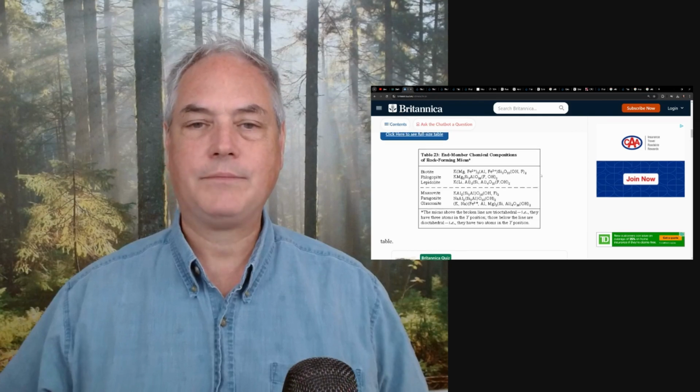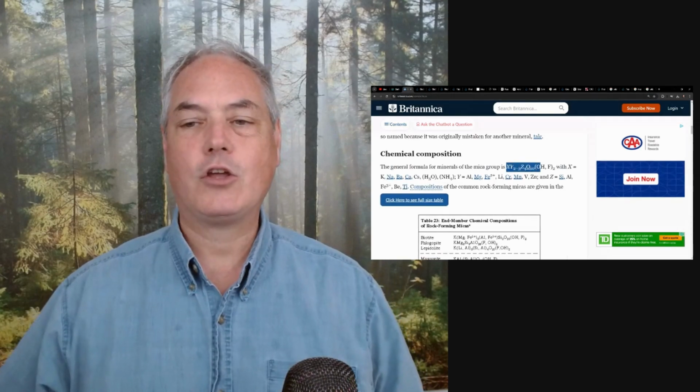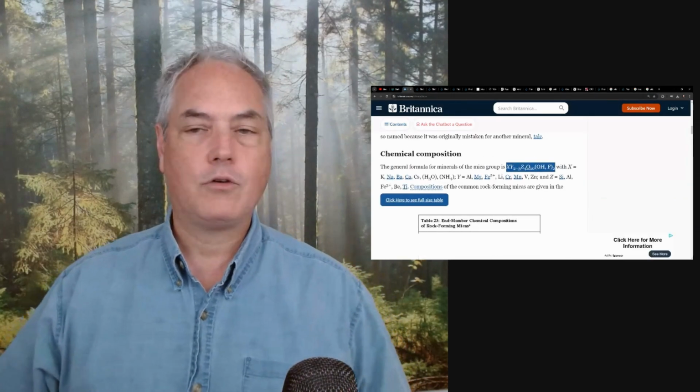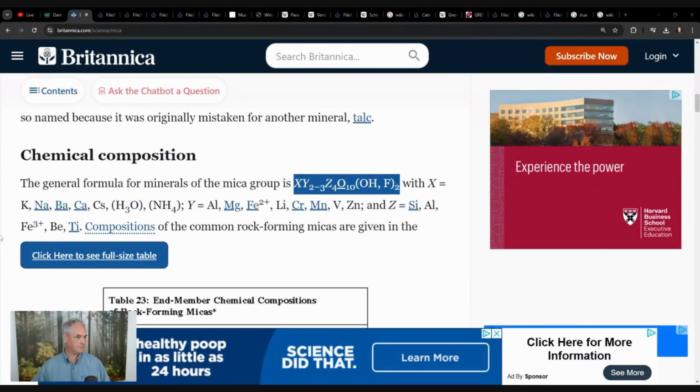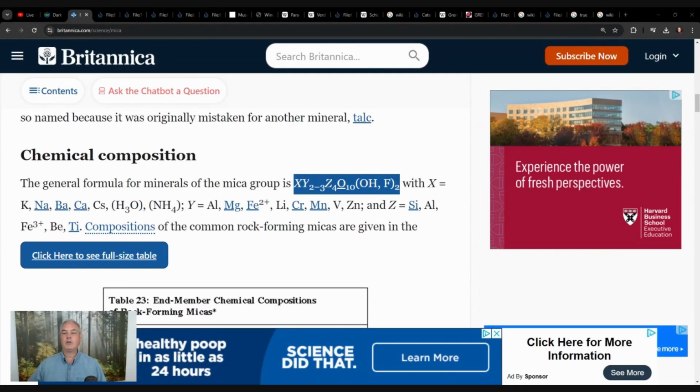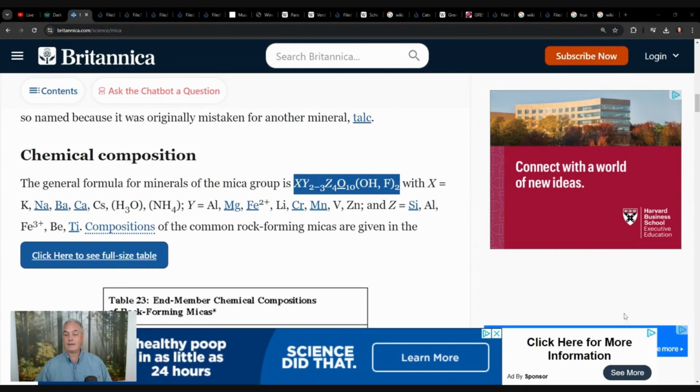So let's double check. The reason for that is that this is a generic formula for the mica family. What's happening here is that we have X, and X could be different ions of metals: potassium, sodium, barium, calcium. It could be cesium, or it could be polyatomic ions like this.